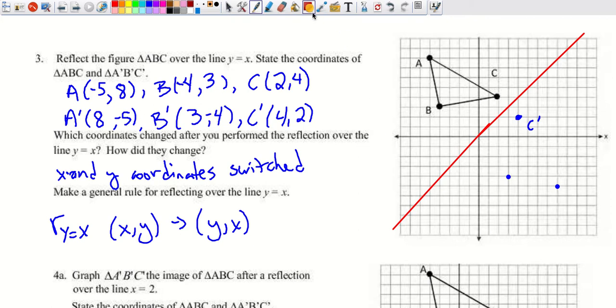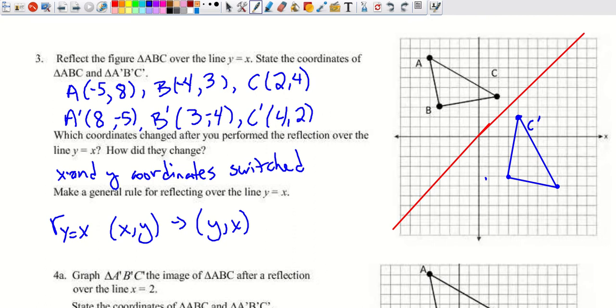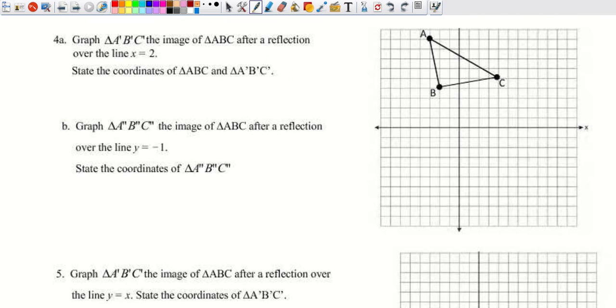Now remember, we should get something that is congruent to the original shape. If you get something and the shape is just off, like it doesn't look like the same size or same shape, then that probably means we did something wrong, okay? The only transformation that is not going to produce a congruent shape is a dilation that changes the size.